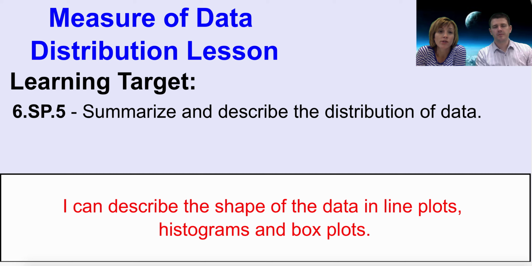Today's lesson is called Measure of Data Distribution, and your learning target is summarizing and describing the distribution of data, which means how far apart the data is spread and where the center is, things that we've been talking about in the last couple of weeks. Your I can statement: I can describe the shape of the data in line plots, histograms, and box plots.